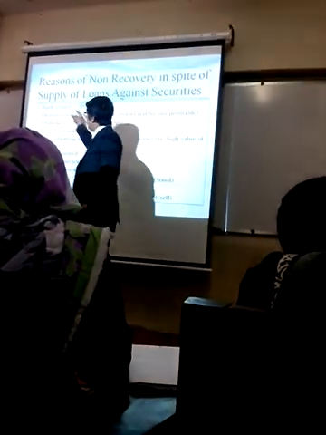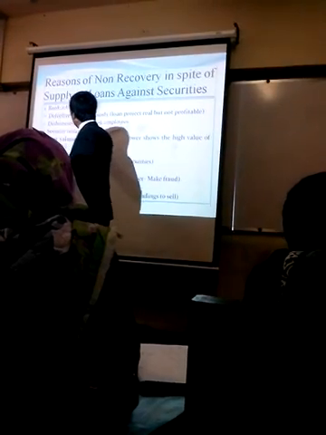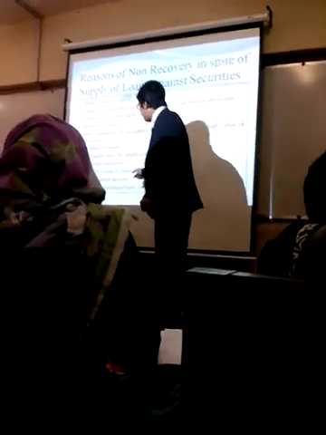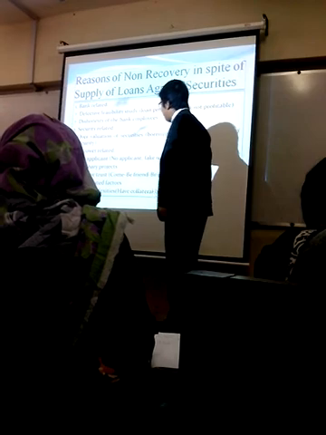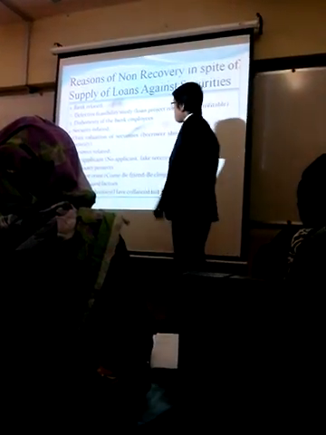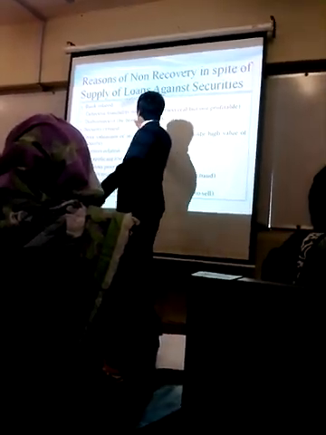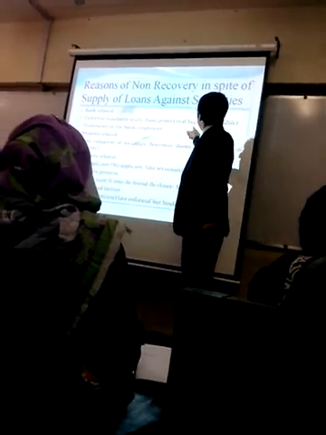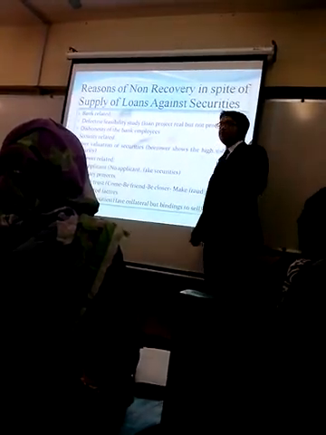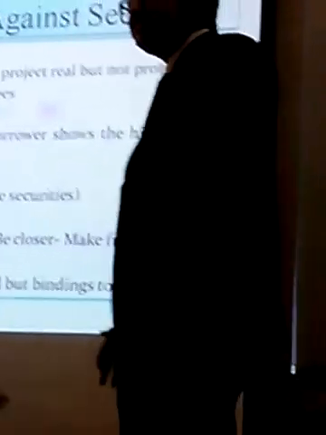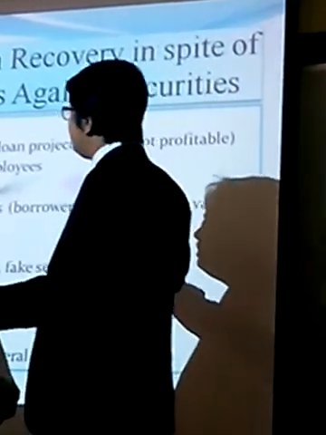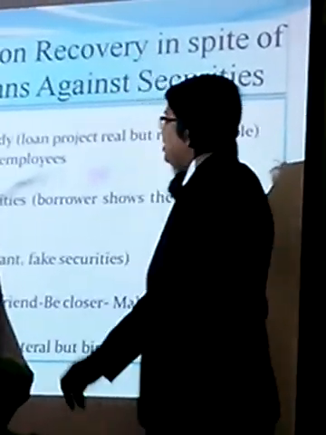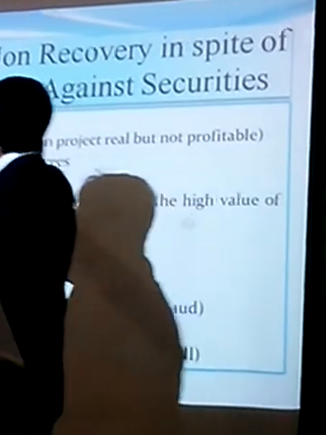There are four headings: bank related, security related, borrower related, and other related factors. Bank related: defective feasibility study. Loan project real but not profitable. I have given a loan to a project that has real existence, but it is not profitable. How can it repay my loan? I have to think about this before. So here, collateral is not questioned. The defective feasibility study is the cause.